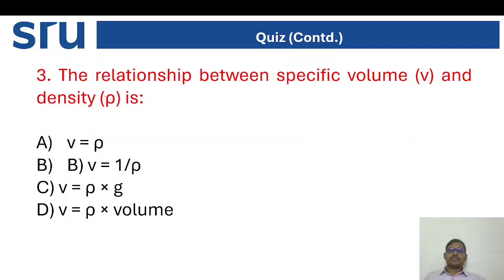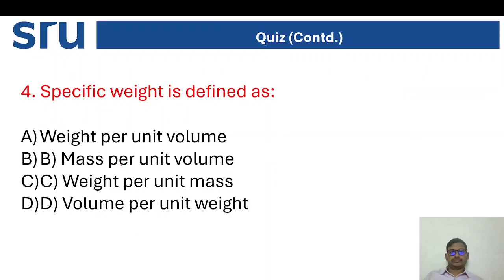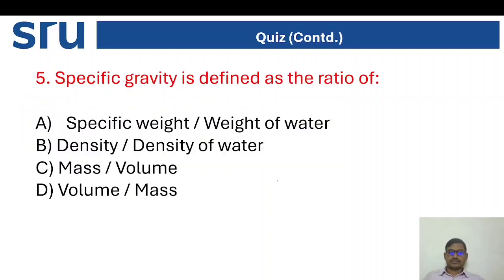The relation between specific volume and density is... so here, density is always inversely proportional to specific volume, as I mentioned. So it is B, specific volume equal to 1 by rho. So next one, specific weight is defined as... it is asking weight, so weight per unit volume.